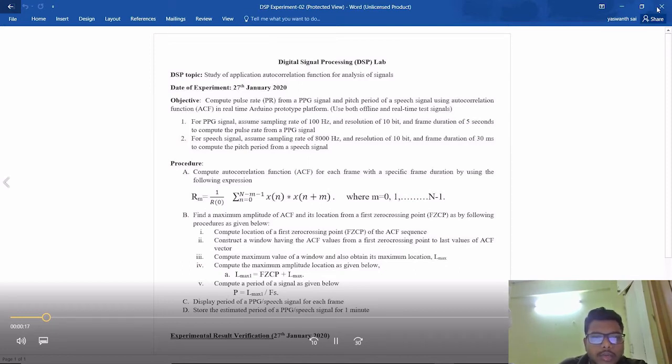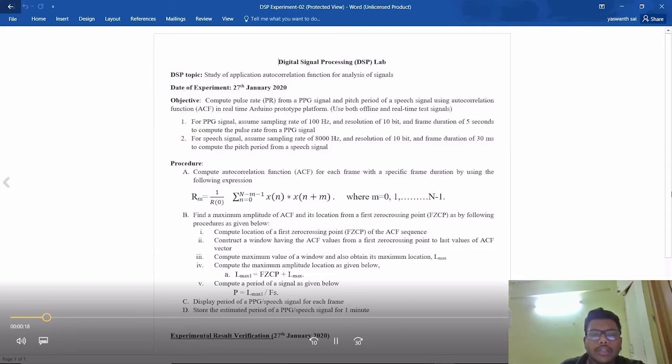For the speech signal, in this experiment, we assume a sample rate of 8100 Hz, a resolution of 10 bit, and a frame duration of 5 seconds to compute the pulse rate from a PPG signal. First, we compute the autocorrelation function for each frame with a specific frame duration by using this expression. In the expression, we are normalizing the signal by dividing each and every term by r of 0, that is the maximum value of the autocorrelation function.